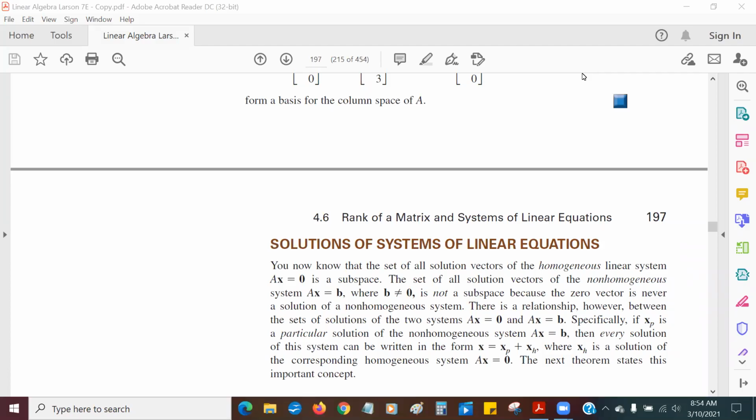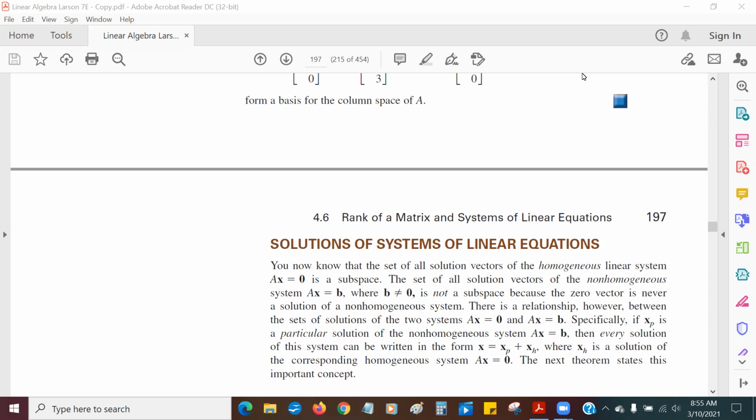Well, continuing in section 4.6, we mentioned in our previous section that the solution set, so the set of all the solution vectors of a homogeneous linear system of equations is a subspace. So you might say, hey, maybe the set of the solution vectors of a non-homogeneous system is also a subspace. Well, guess what? That ain't never going to happen.